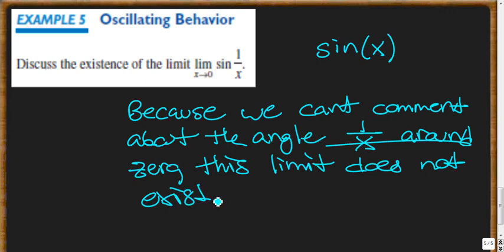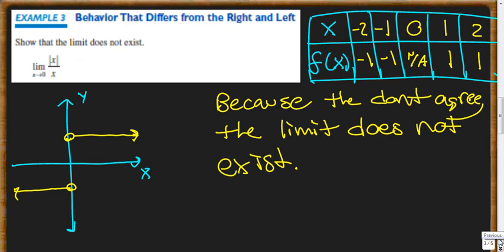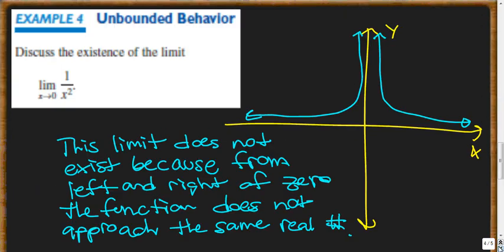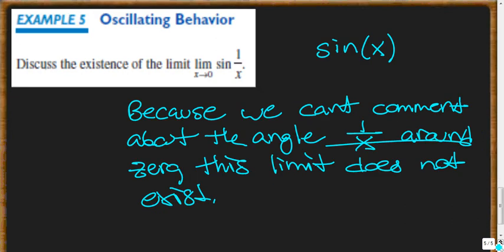This is kind of a strange one, but basically there are 3 ways a limit is not going to exist. One, if it differs from left to right. Two, if it's unbounded from left and right. And lastly, if it oscillates between 2 points that we can't tell what they are.